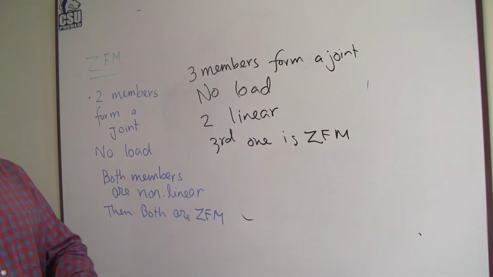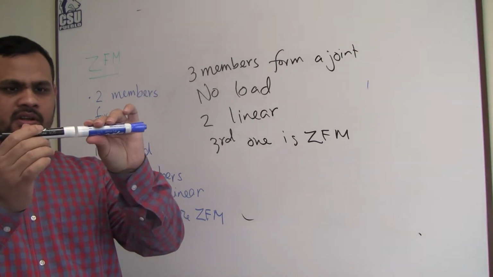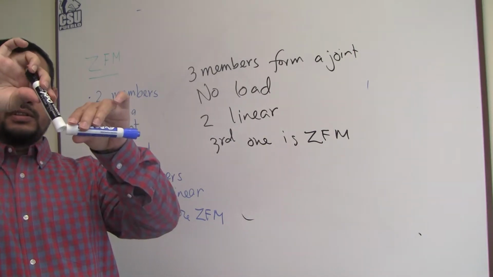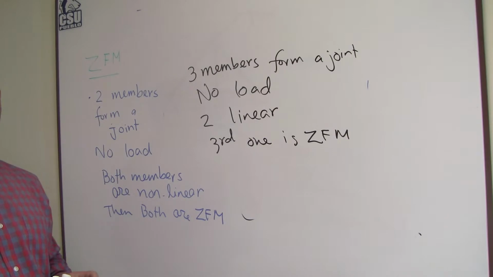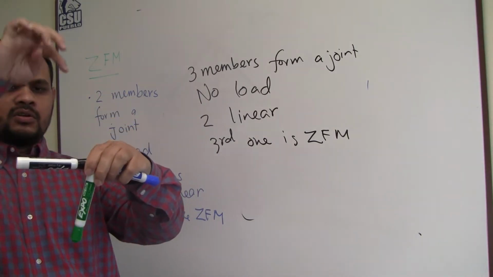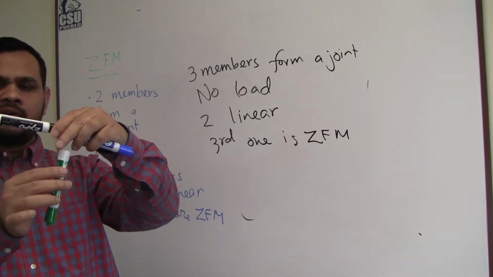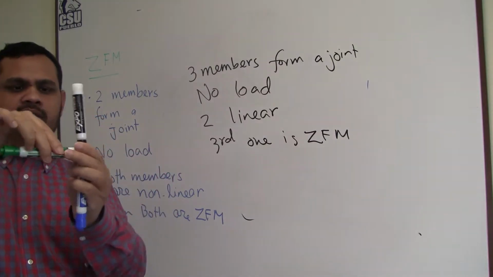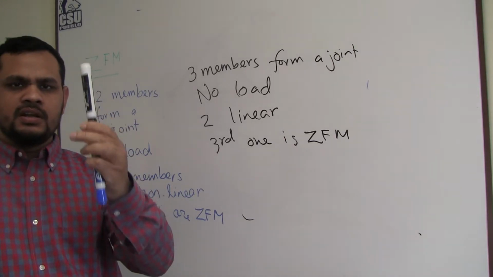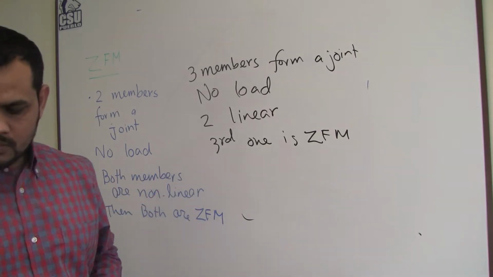So what we learn? Zero force member, two rules. Rule number one: two members form a joint, and no load, but not linear, inclined like this, or this, and no load. Then both are zero force member. Then this rule: three members form a joint, no load here. Two members are linear. Then third one is zero force member. So it can be this, can be this, can be this. So three members form a joint, no load, two are linear, third one is zero force member. Now we will see some example on it.